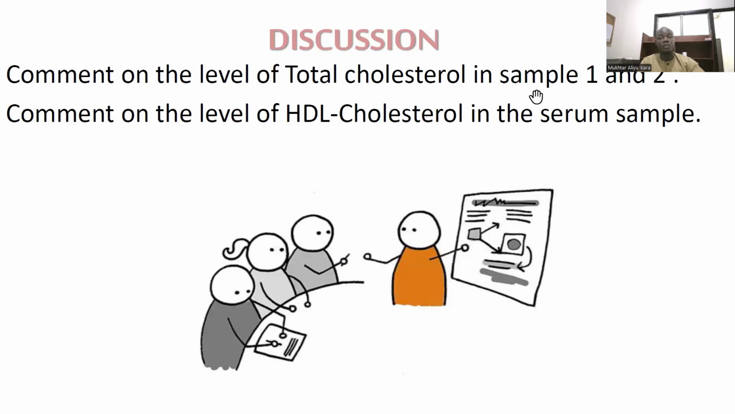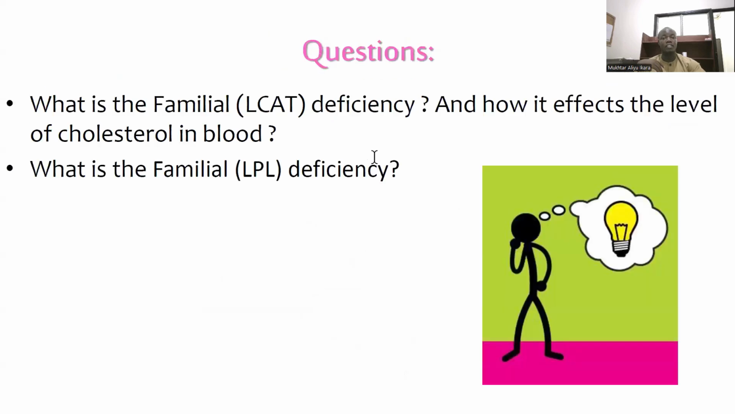Comment on the level of the total cholesterol in sample 1 and 2 if you do the experiment, and then comment on the level of the HDL cholesterol in the serum sample. So if you do the experiment and you finish, then you check the concentration of sample 1 and 2 for the total cholesterol, and then for the HDL cholesterol in the serum sample. So you discuss on that.